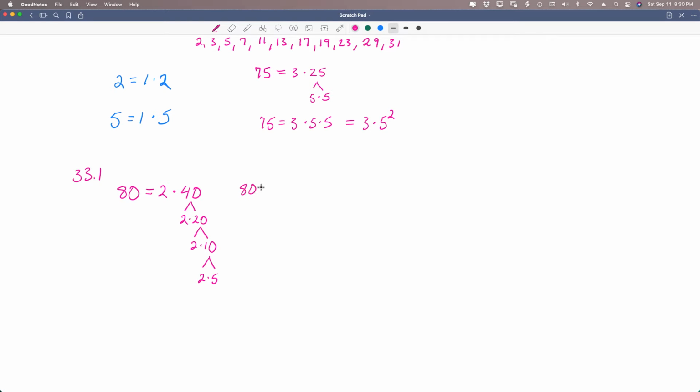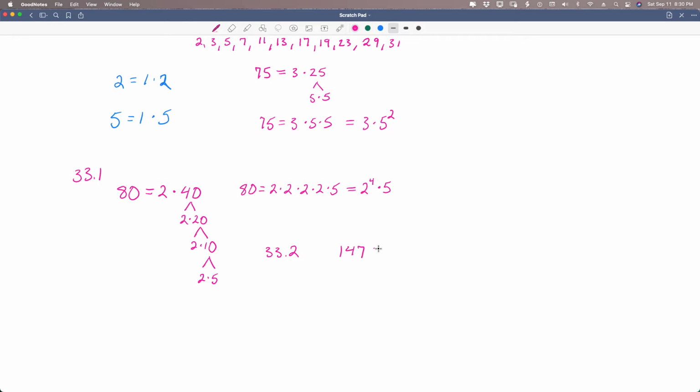So 80's prime factorization is 2 times 2 times 2 times 2 times 5. See, 1, 2, 3, 4 2's and a 5. And you could also write that as 2 to the 4th times 5, because we have 1, 2, 3, 4 2's. All right, let's do 33.2 and we are going to factor 147.